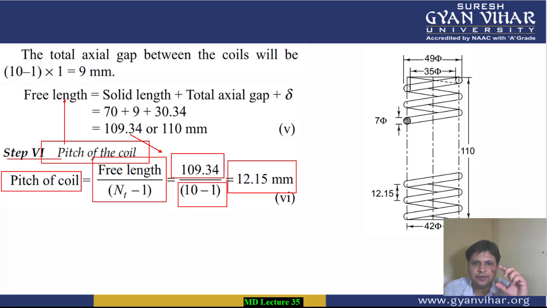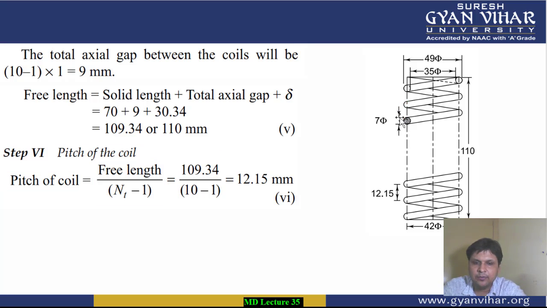Alright, pitch is the distance between two adjacent points on the spring, the distance between the same positions of two adjacent coils. Means if you consider one point somewhere here, then the same corresponding point on the adjacent coil, the distance between these two points will give you the value of pitch. Alright, so pitch we have calculated 12.15.